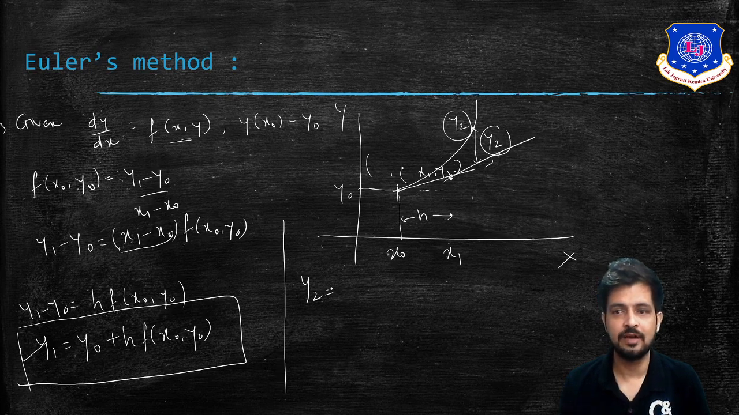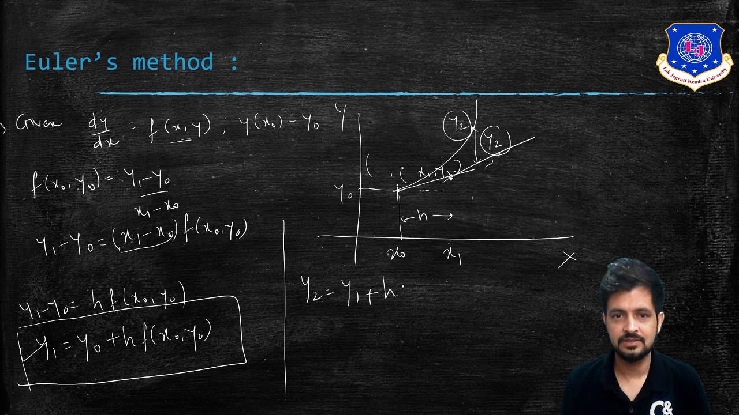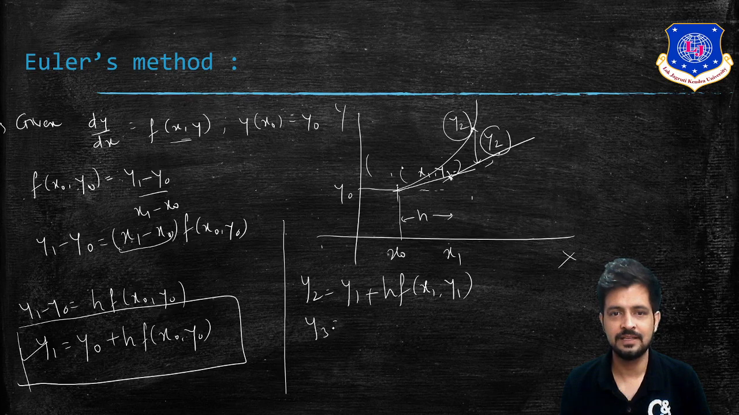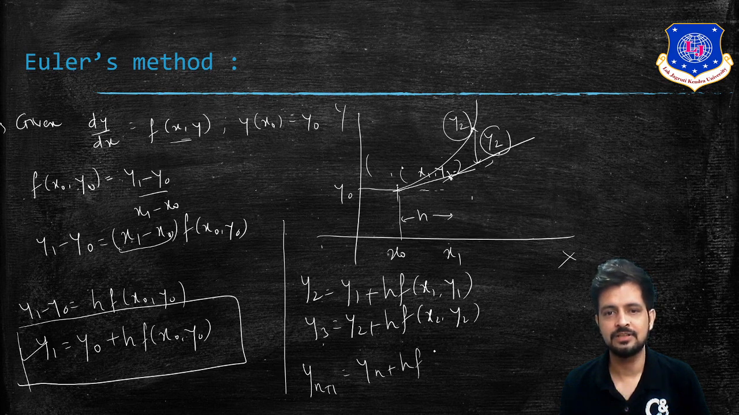y2 can be found by y2 is equal to y1 plus h into f of x1 comma y1. Similarly, y3 can be found by y2 plus h into f of x2 comma y2, and so on. So if you want to find yn plus 1, then yn plus 1 can be found by yn plus h into f of xn comma yn.